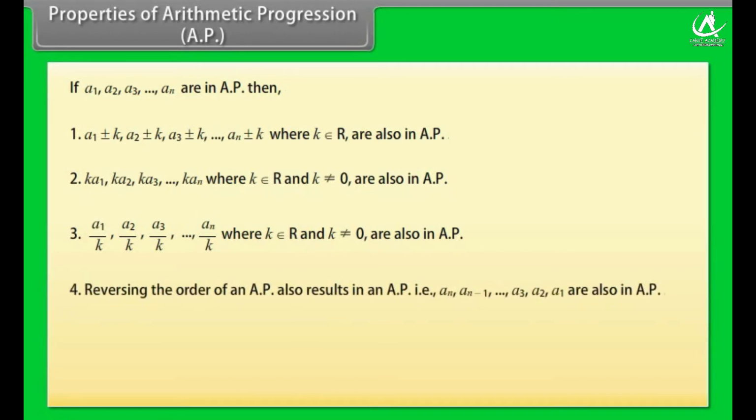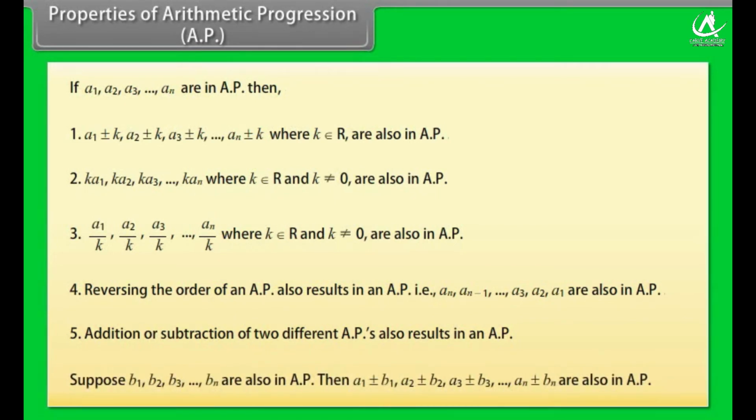Reversing the order of an AP also results in an AP, that is, an, ..., a3, a2, a1 are also in AP. Addition or subtraction of two different APs also results in an AP. Suppose b1, b2, b3 up to bn are also in AP. Then a1 ± b1, a2 ± b2, a3 ± b3 up to an ± bn are also in AP.